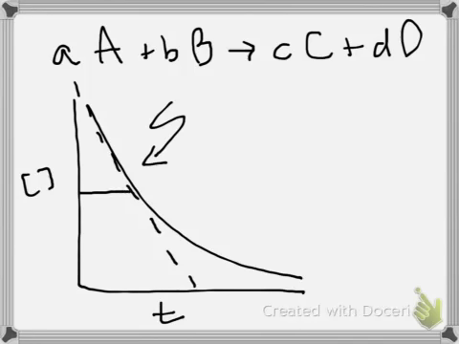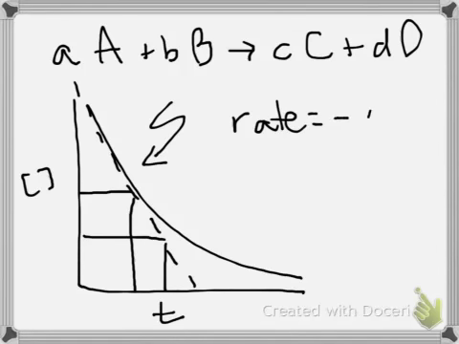And I take the slope of this line. So I take 2 points on this line, and I'll get the slope, rise over run. My y2 minus y1 over x2 minus x1, or the slope of this line that's tangential to the linear portion of my curve, is going to be my measured rate. And my rate, I know, is going to be equal to a negative change in A's concentration with respect to time.